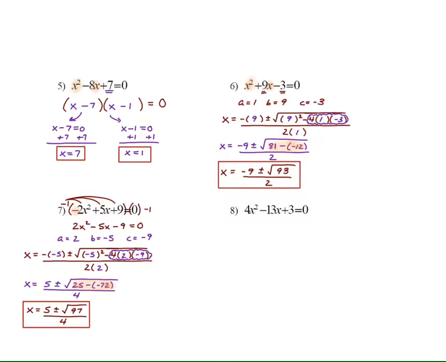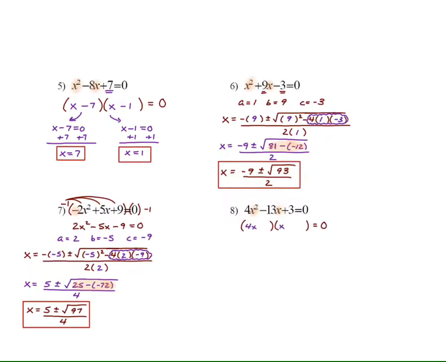97 is not a perfect square, nor does it have any perfect square factors, so that would be my final answer. And then for 8, already in standard form, I have 2 different x terms, so I'm going to have to either factor or use the quadratic formula. I'm going to look to factor first, and this one actually does factor.